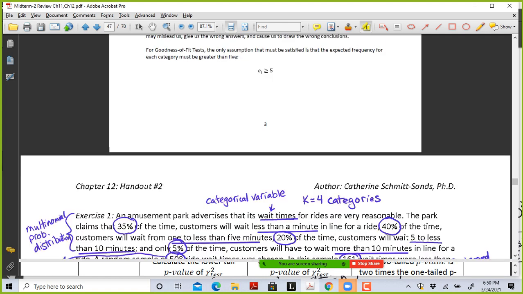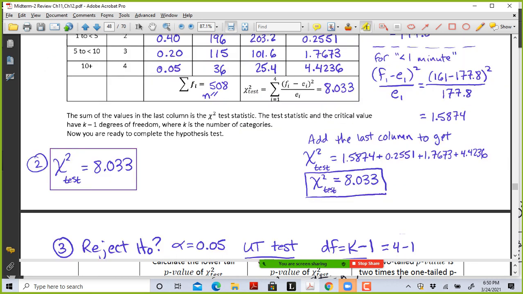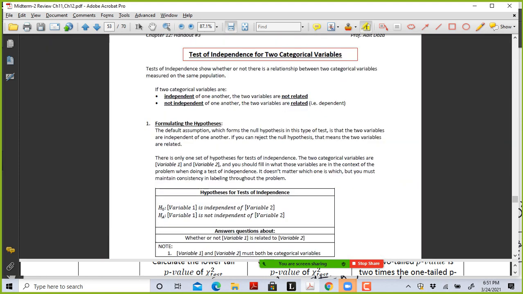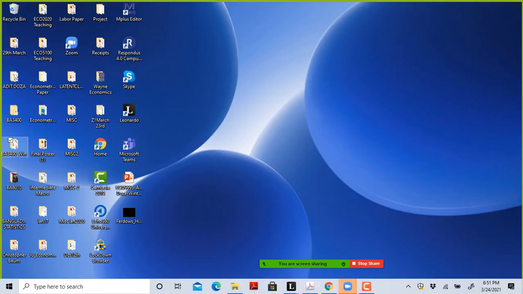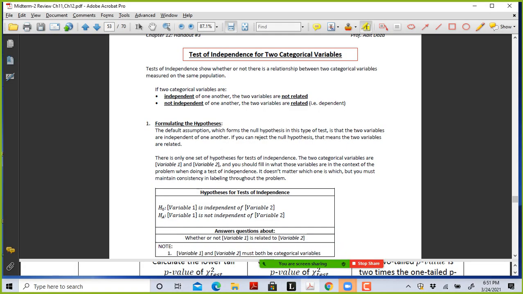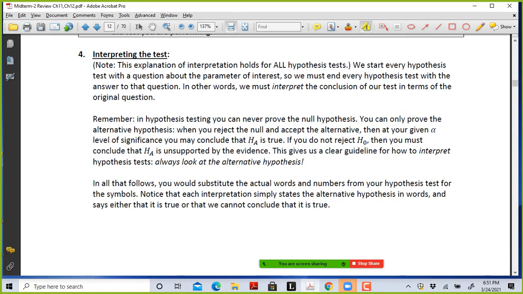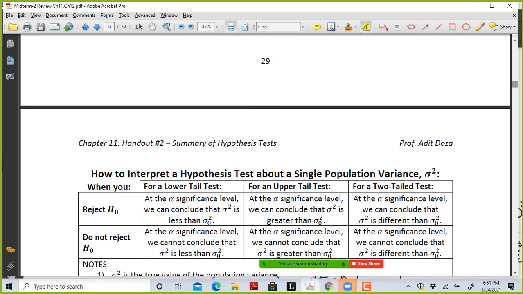The last part, there is one more part, I think. There were like 4 typical questions. The last portion for chapter 12 is, where is it? Why is it switching back and forth? My mouse. Okay, so test for independence for two categorical variables. This problem I also did in class. This is a little complicated.